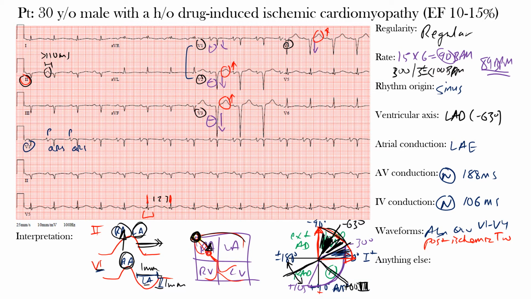All right, remember that we want normal T waves to be asymmetric, have a steeper downslope, and we also want them to have this concordance with our QRS complexes, okay?